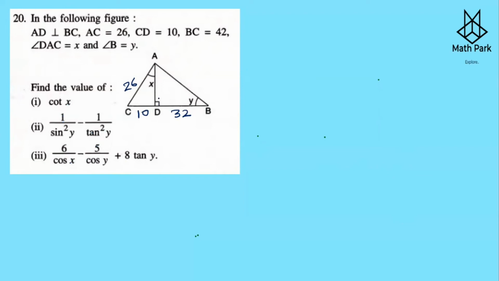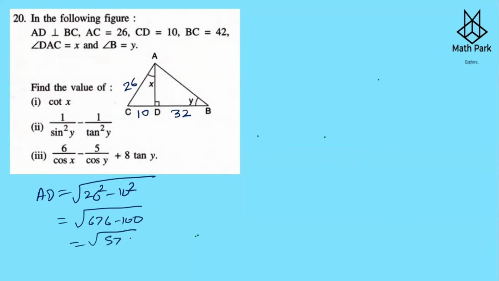Okay. Now let us find the unknown sides. So we will be first finding AD. So we get AD is equal to square root of 26 square minus 10 square. So that is 26 square is 676 minus 100, which is root of 576, that is 24. You got AD as 24.